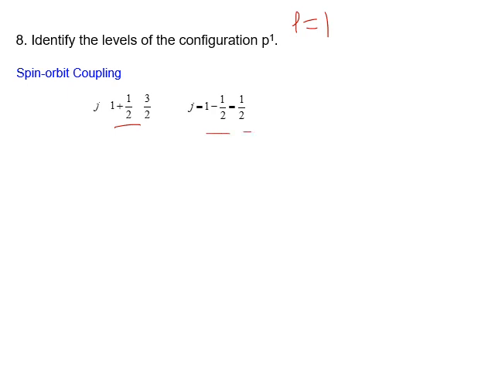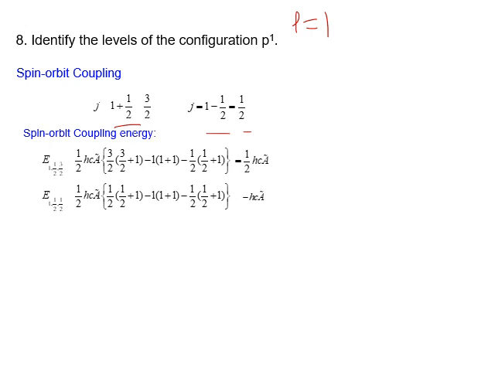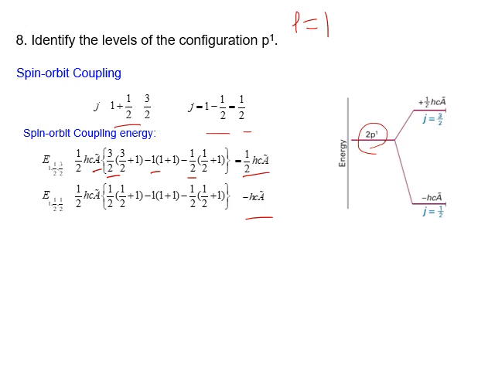And the energy of these two states can be calculated by the equation we introduced in class. So here is the coupling constant, and the j quantum number, l quantum number, and s quantum number. So these are the two energies of the two states. So the electron in a p orbital is split into two levels due to the spin-orbit coupling.